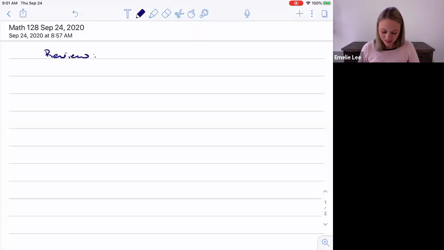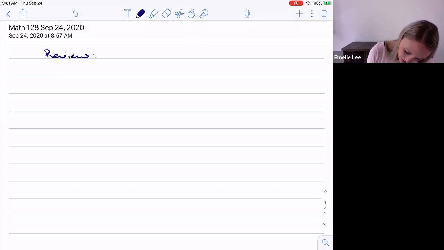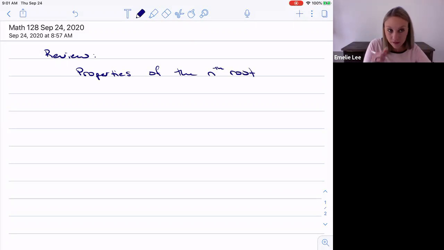Okay, so we'll just do a quick summary of what we did last day, just to get warmed up here. So we talked about the properties of the nth root, right? Things like we can't take the even root of a negative number, but we can take the odd root. So for example, the third root of a negative number, that's allowed.